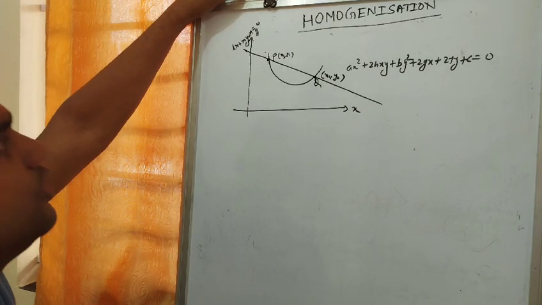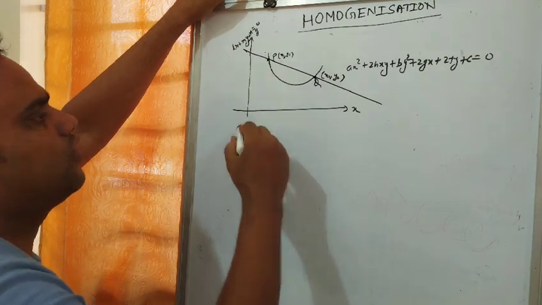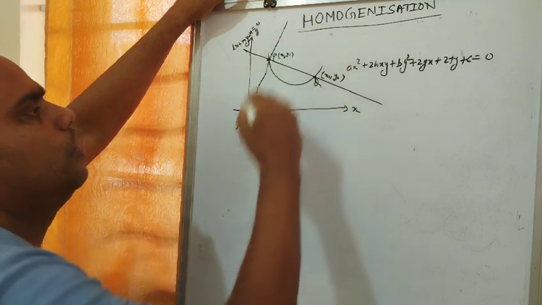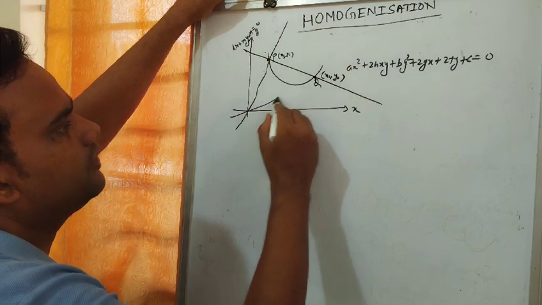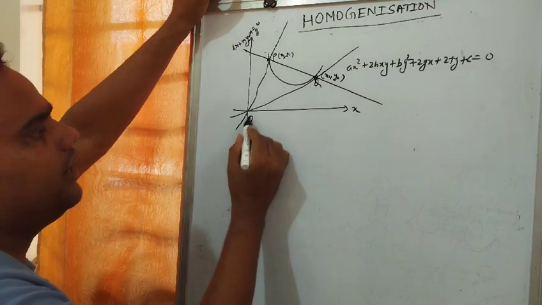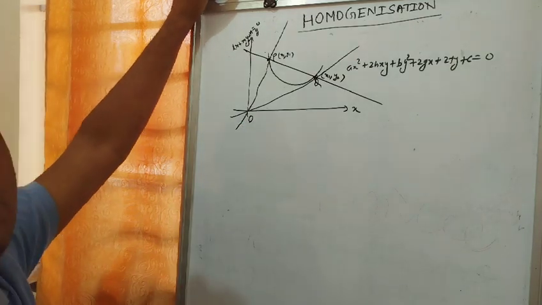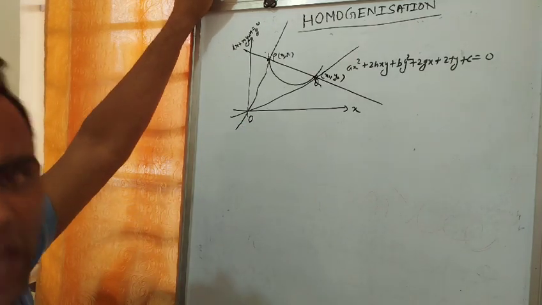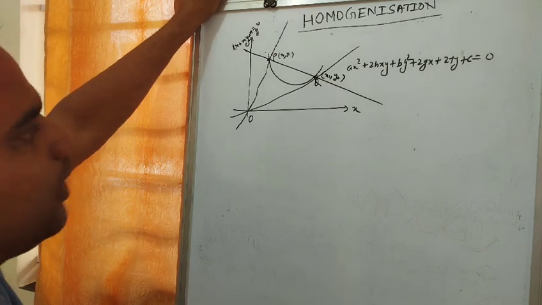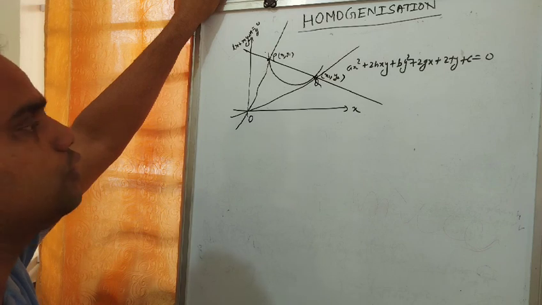So what we do, we can draw one line OP which passes through, and line OQ, which passes through these points. So now we want to find the joint equation of OP and OQ. That process is called homogenization. So now the joint equation of OP and OQ, how to find?